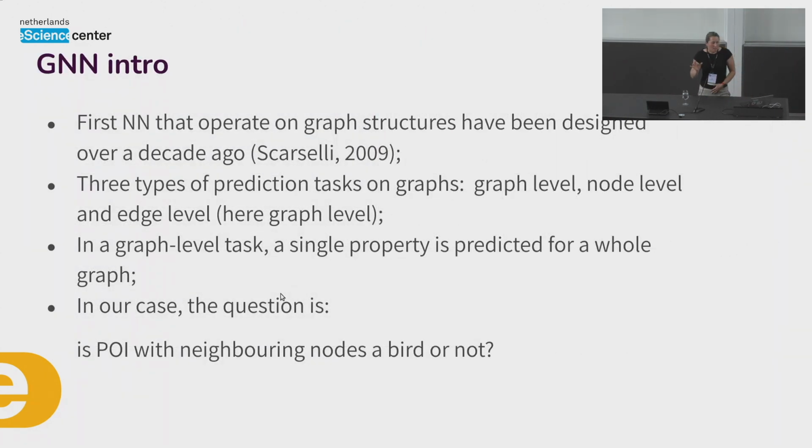And now we came to the GNN part of it. As I said, graph neural networks are just a type of neural network which operates on graph structures. I hope you've seen now what graph structures are, just nodes connected with edges, in the basic representation. There are different types of prediction tasks which you can do on graphs. You can do it at the graph level, so you want to say something about the graph on its own, at the node level, and at the edge level. In our particular case, we work on a graph level. So what we want to say is that this point of interest is this one dot with neighboring nodes around it. Is it a bird or not? This is the question we are phrasing.